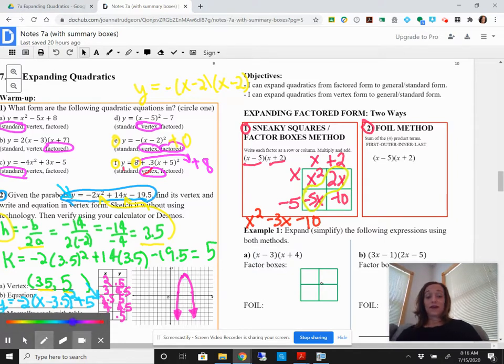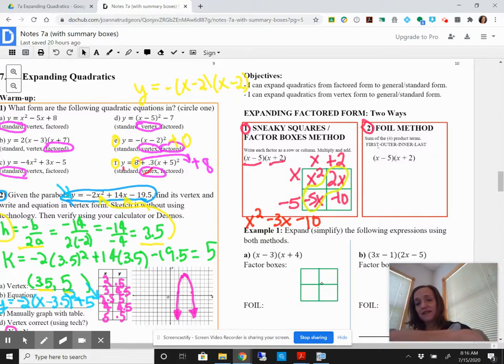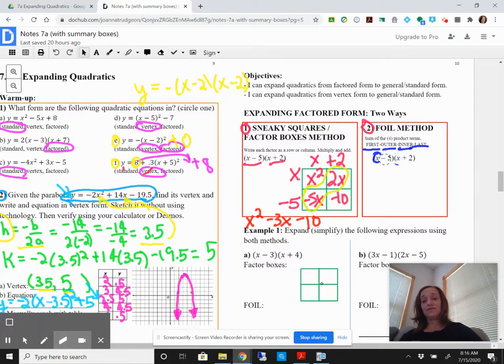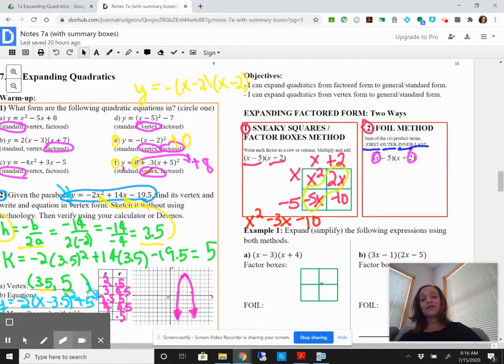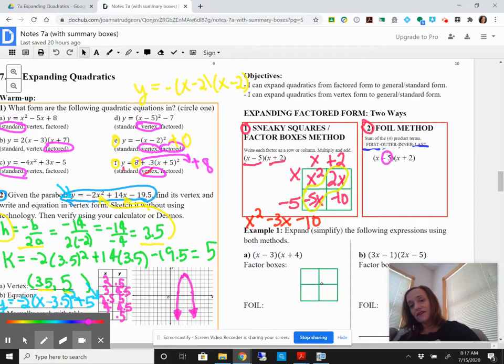FOIL method, this is the way I learned how to do it back in the day. It's an acronym: first, outer, inner, last. And sometimes students, even after I say that, they're not sure what these things are. So let's just go through it. The first terms are these two terms, the first terms of each factor. And then the outer terms are going to be the ones on the far outside, so this x and this 2. And then the inner terms are the ones on the inside, right? So that's going to be this guy with the negative included and that guy. And then the last terms are the last terms in the factors. So I think that's why that can be confusing. So like negative 5 and the 2.